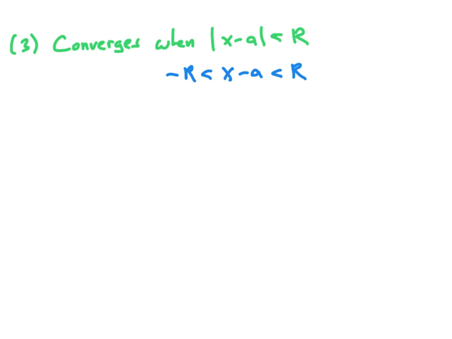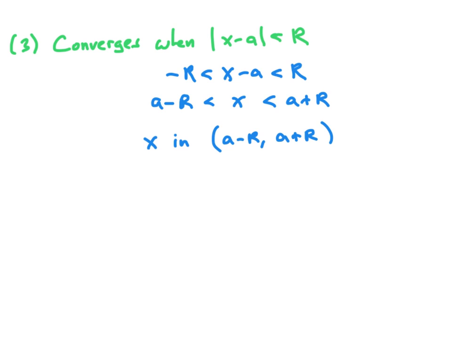Now, in order to solve for x in the middle of the inequality, we can add a to all three parts. And so we get the inequality a minus r is less than x, which is less than a plus r. Remembering that a is just a fixed number, it's the center of our power series, and r is given to be a real number in this particular part. Saying that x is in this interval is another way of saying x is in the interval from a minus r to a plus r.